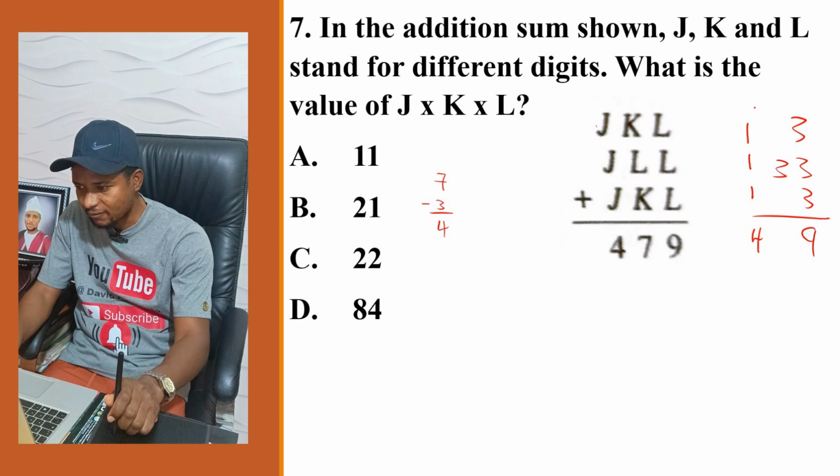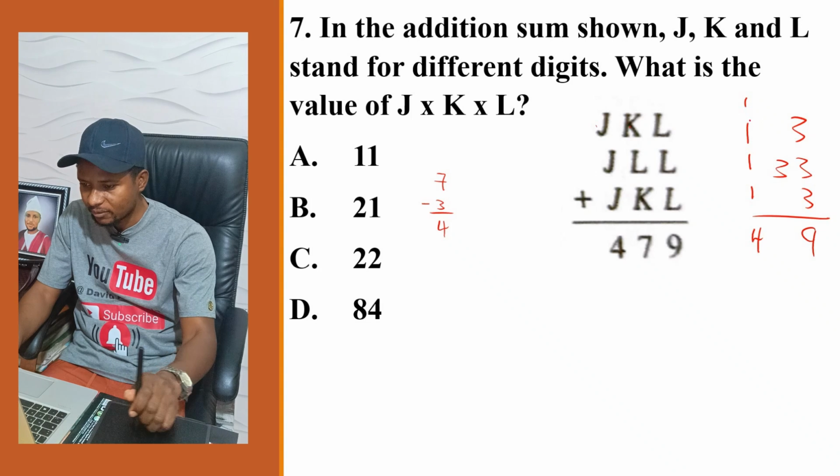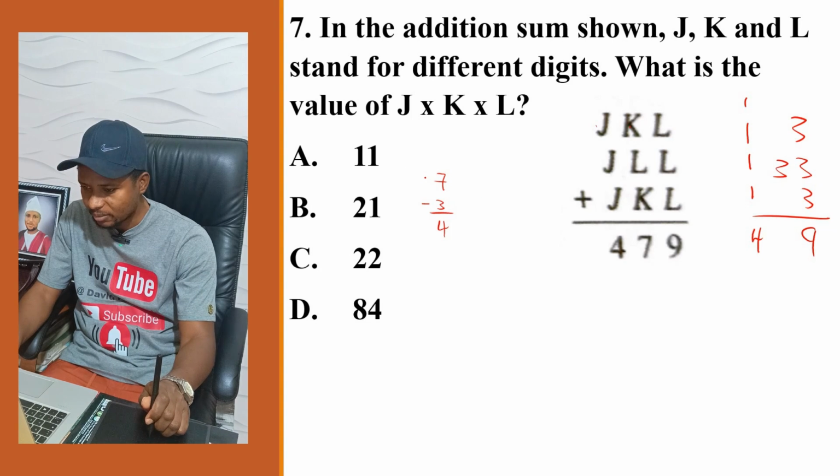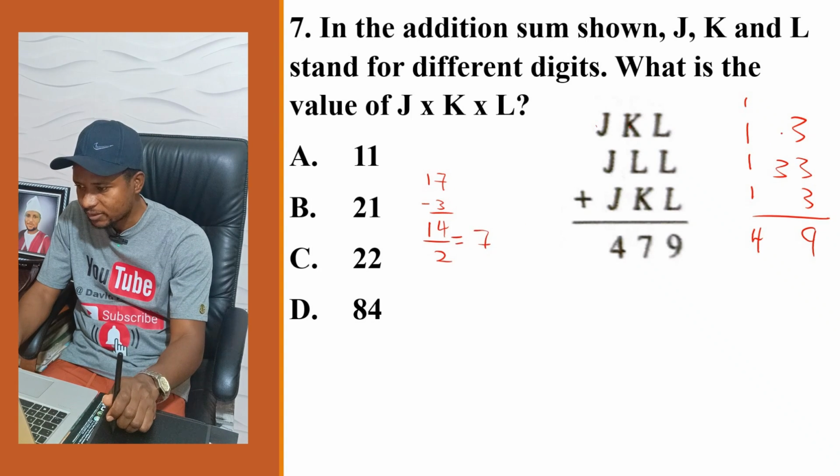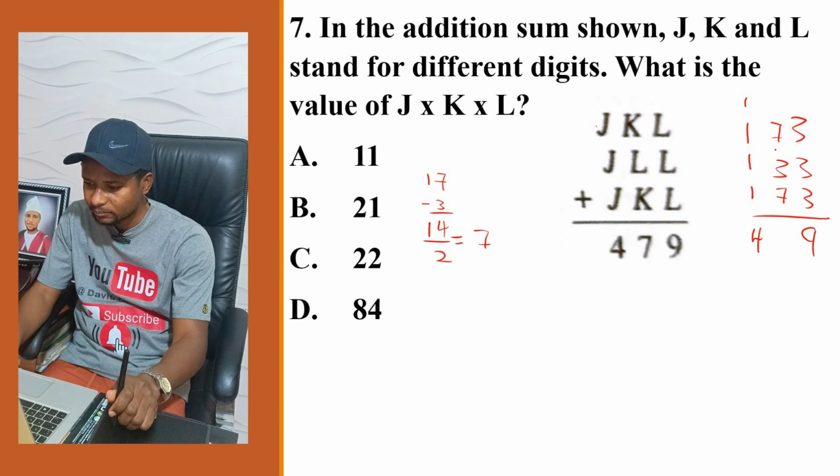That means you must have borrowed 1 from this number. So therefore, this can only be 17. Are we good? And then 17 minus 3, you have 14 divided by 2. That will give you 7. So if I place 7 here, 7 plus 7, 14, 15, 16, 17. So 7 carry 1, and that's how they got this.